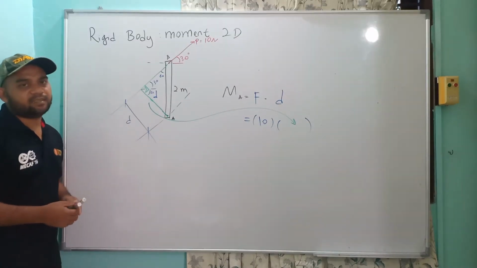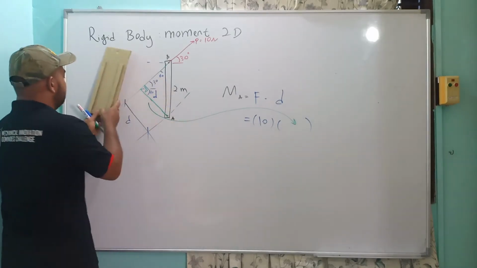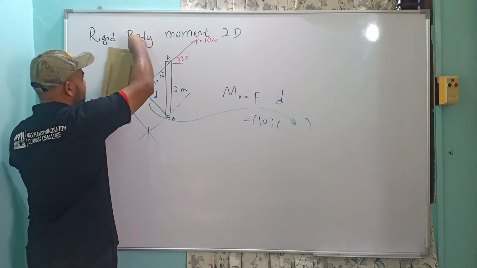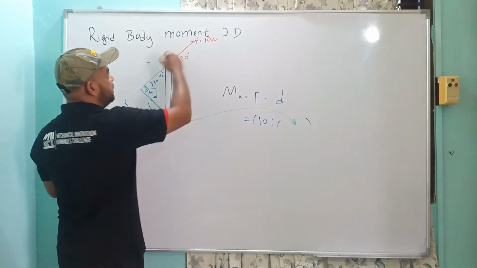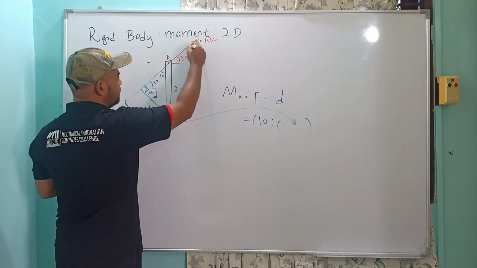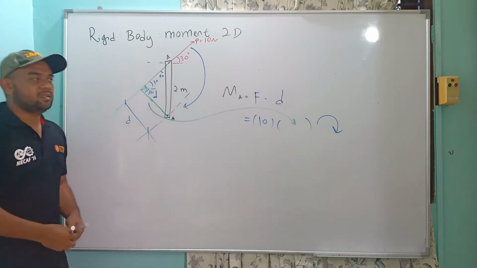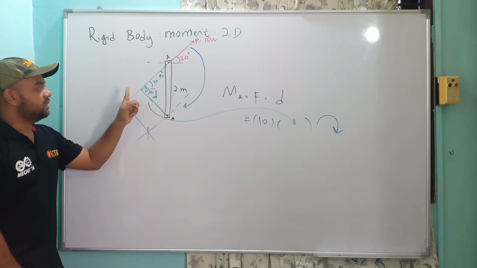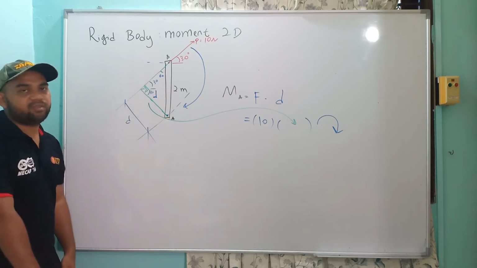And which direction? You try to pull this one up, and it still has the tendency to move clockwise. Or you have this going upward and then want to go to here, so the direction is clockwise. That is for the moment. By definition, the D is the distance at 90 degrees from the line of action of force to the point where you take the moment.